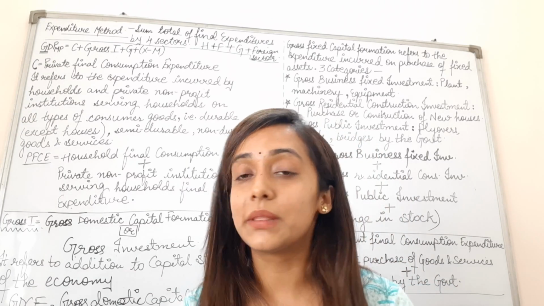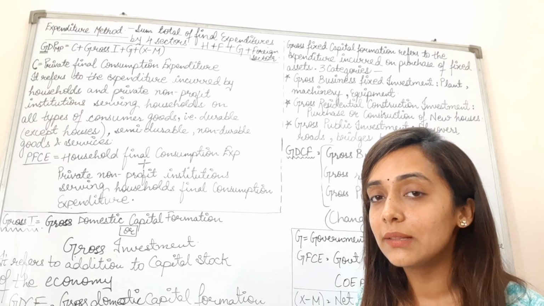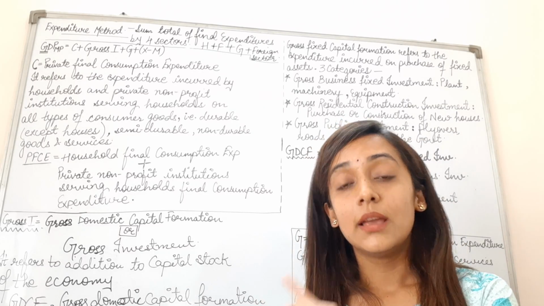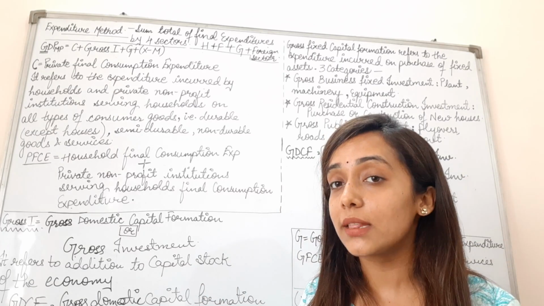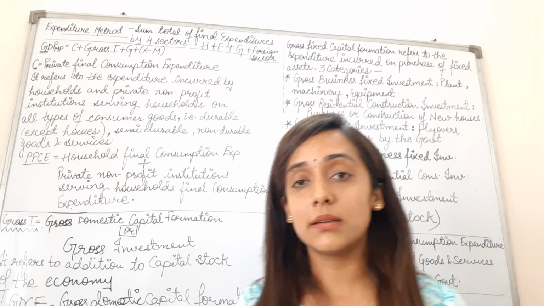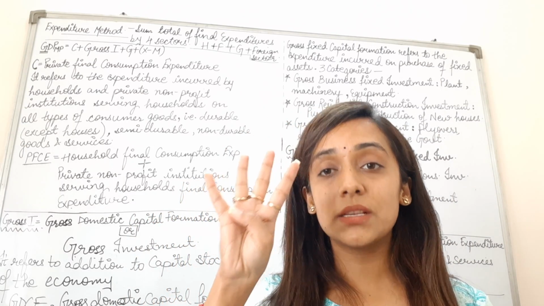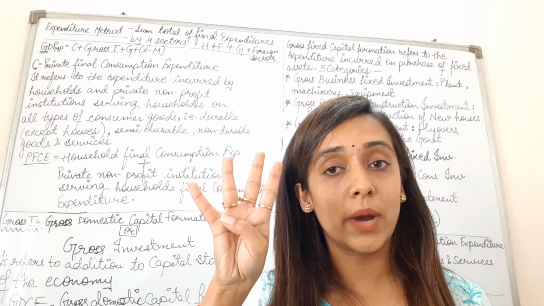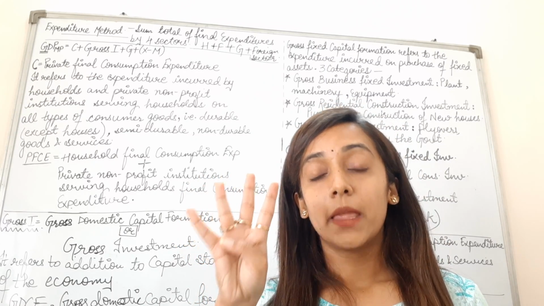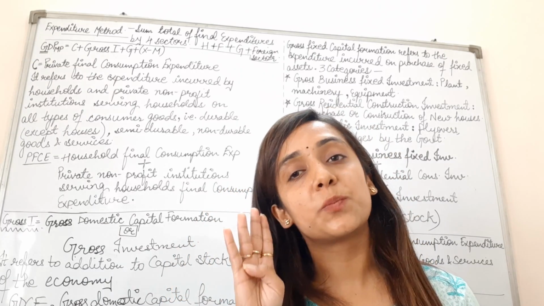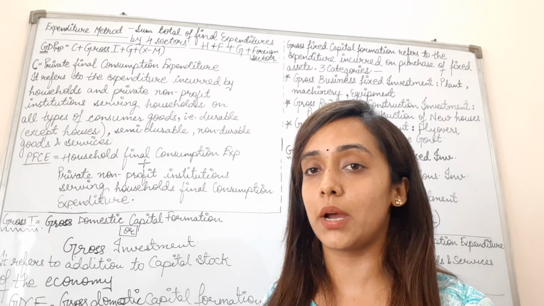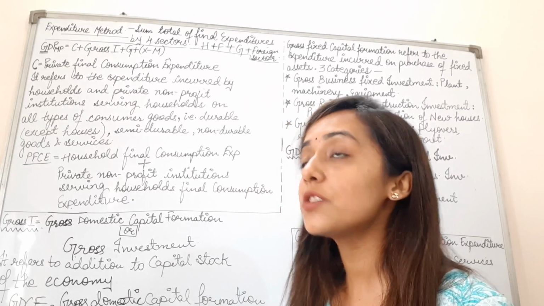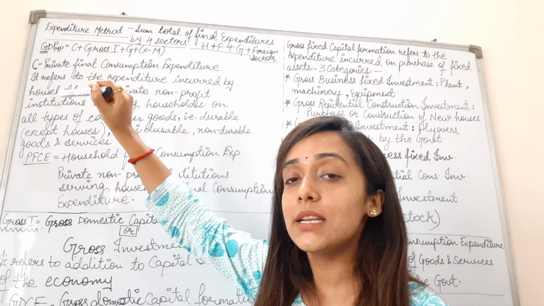We all know one concept, that is one person's expenditure is another person's income. Ek person ka kharcha economy mein dusre person ki kya ban jati hai? Income ban jati hai. Hamare paas economy mein char sectors hain. One is your household sector, firm sector, government sector, and the fourth one is rest of the world sector. Economy mein jitna bhi expense ho raha hai, jitna bhi expenditure incur ho raha hai, wo kisi na kisi form mein economy mein kya generate ho rahi hai? Income.